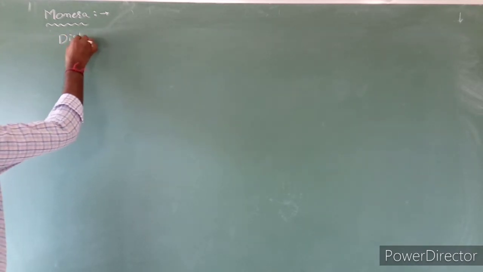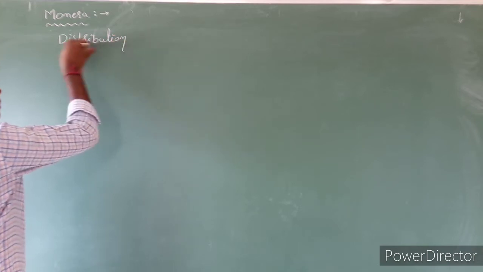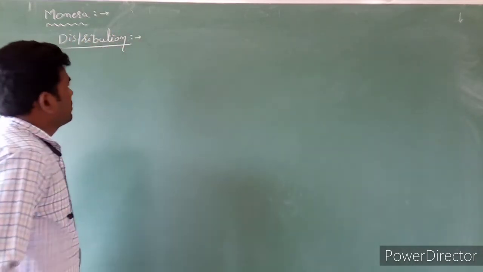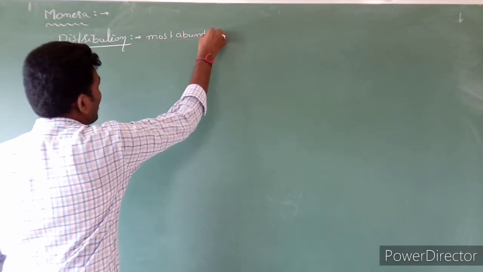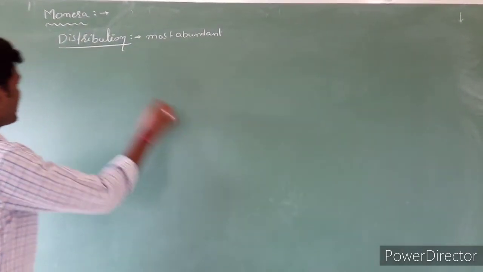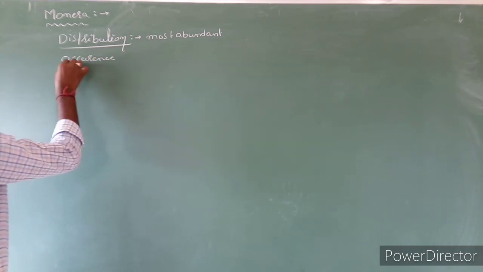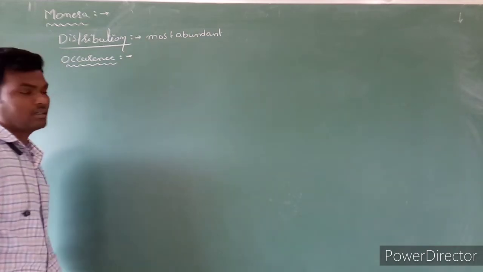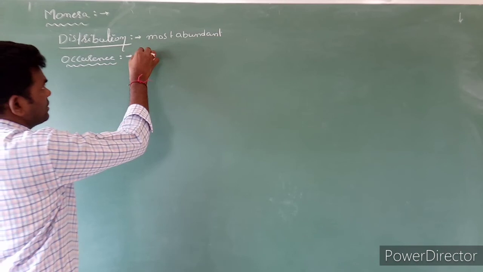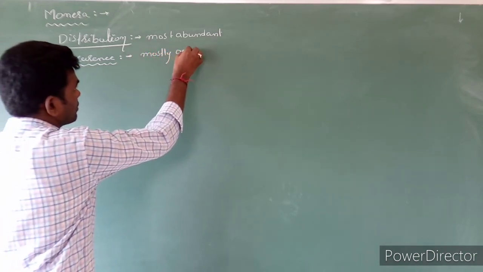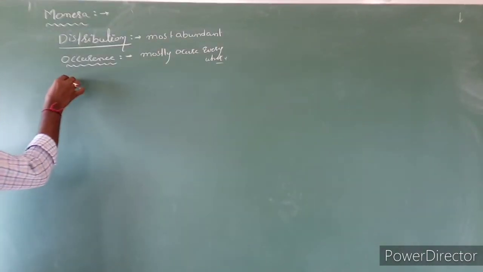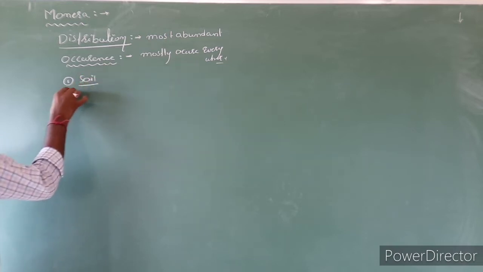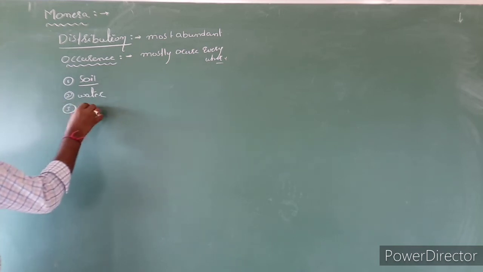Next, distribution of bacteria. These are the most abundant microorganisms on the earth. They occur mostly everywhere.